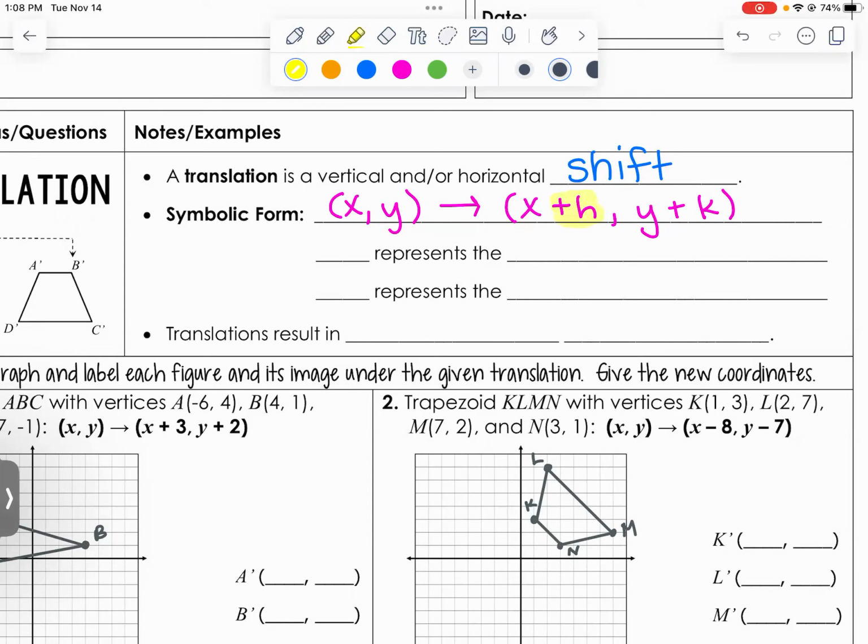Do you see how there's a plus H with the X? H represents our horizontal shift. Basically, it means we're going to go either to the right or to the left.